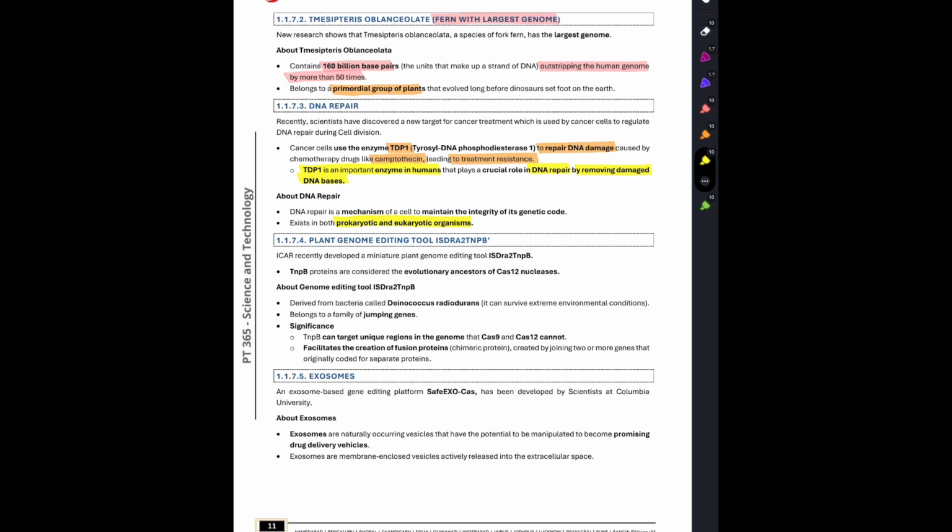So the cancer cells are using this TDP1 enzyme to repair their own DNA damage, which was caused by the reactions of chemotherapeutic drugs like camptothecin. And because of this repair of the DNA, it leads to treatment resistance, because the cells keep on dividing through cell division.